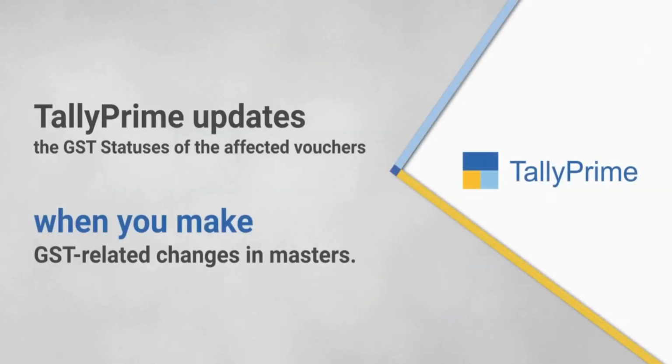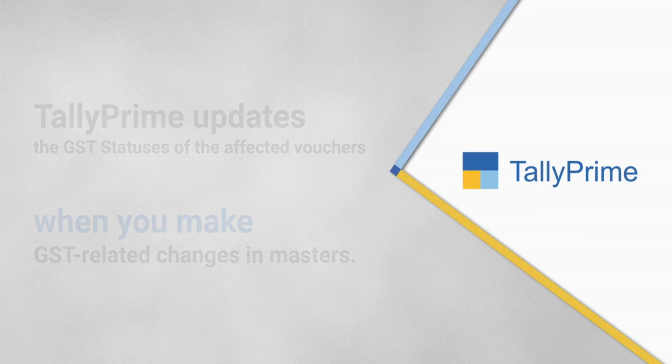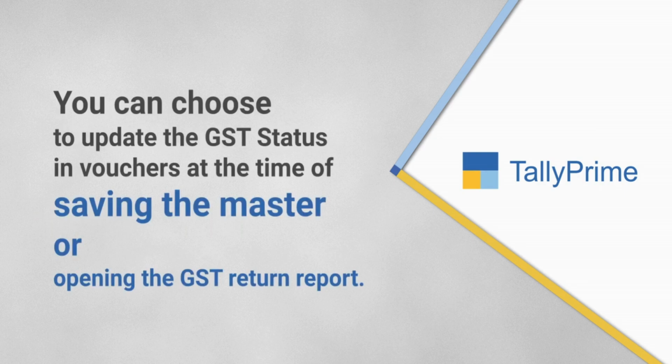As you observe, in TallyPrime, the GST statuses of the affected vouchers get updated when you make GST-related changes in the masters. Moreover, you can choose to update the GST status at the time of saving the master or later when you view the GST return report.